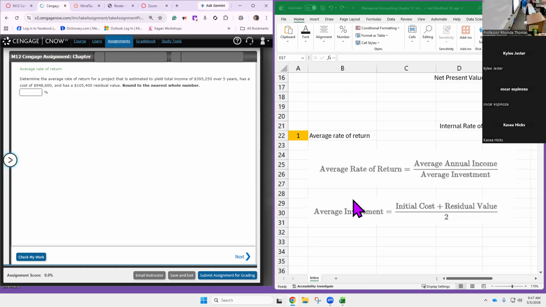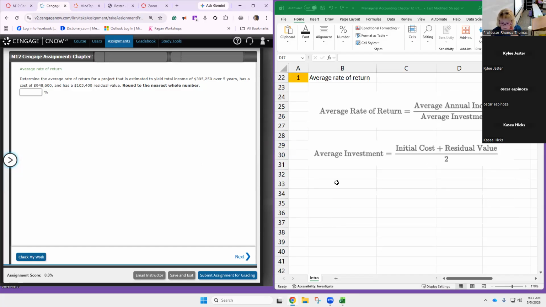So if you wonder how to get to these numbers, if you need to get to average investment, which is this denominator here, here's how you would do so. So this is actually this piece, and then you have average annual income. All right, so let's see what we've got here. I think they've already broken it down for us a little bit.